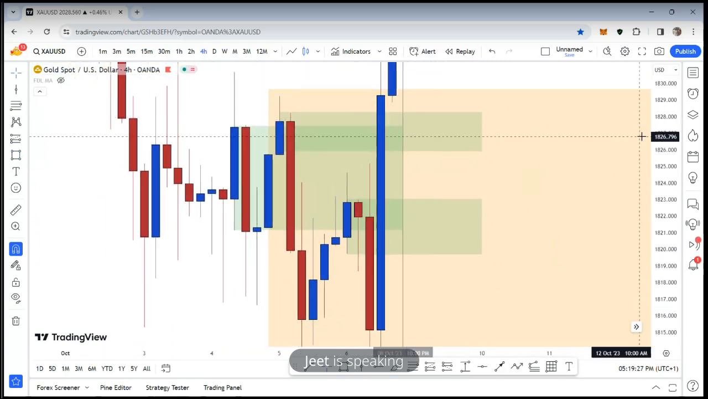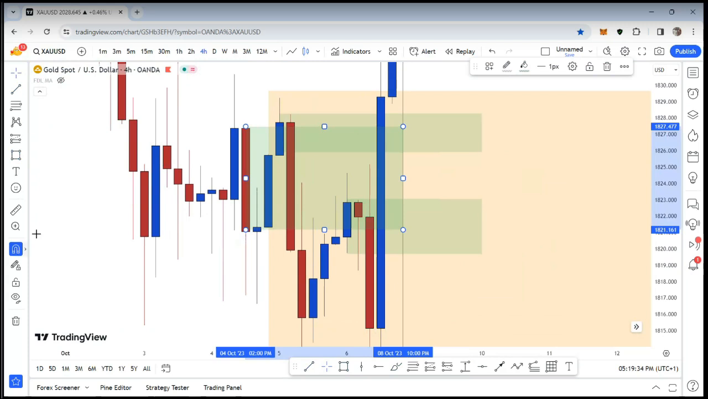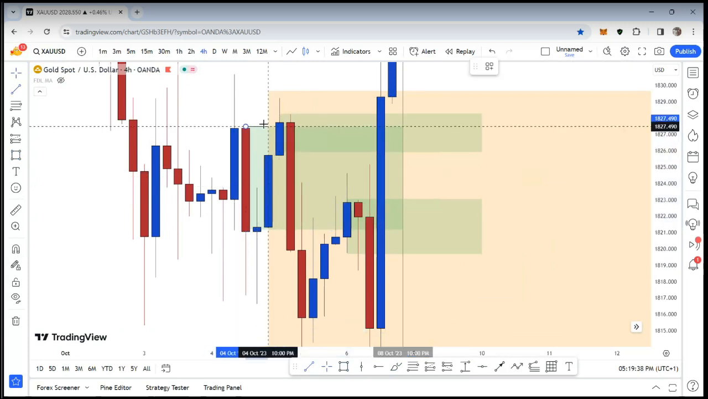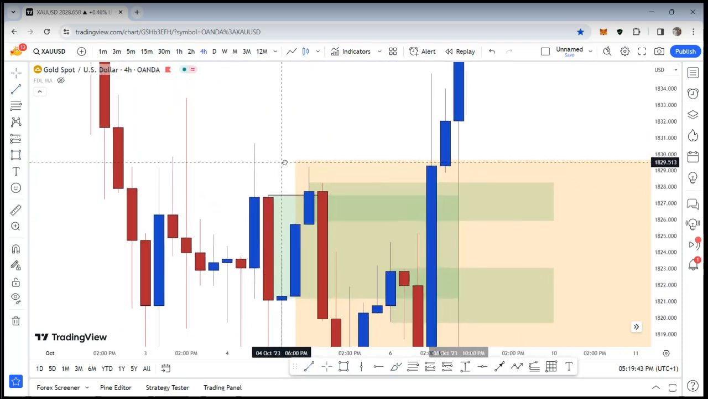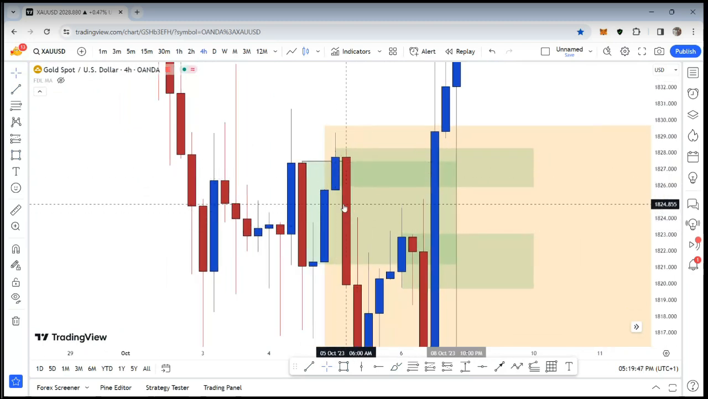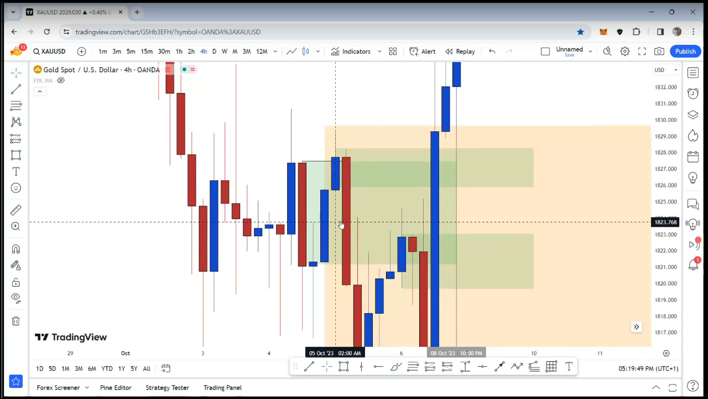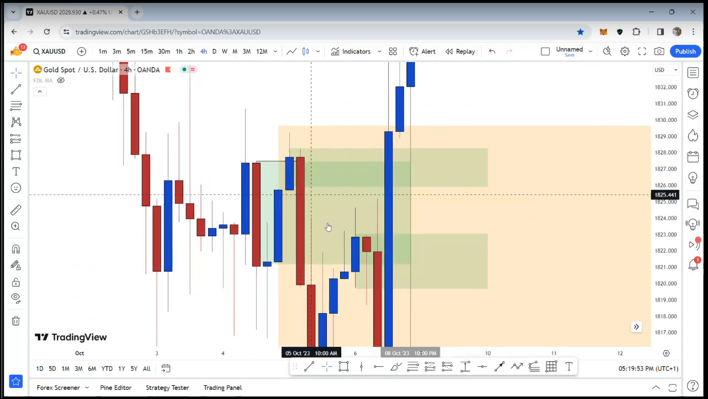Yeah. Now, to me, this is a break of structure. This right here is a break of structure. 100%. This is a break of structure. Now, when price was coming back to retest this level, I wanted 1 hour to align in order for us to buy. And you can see that 1 hour never actually aligned.